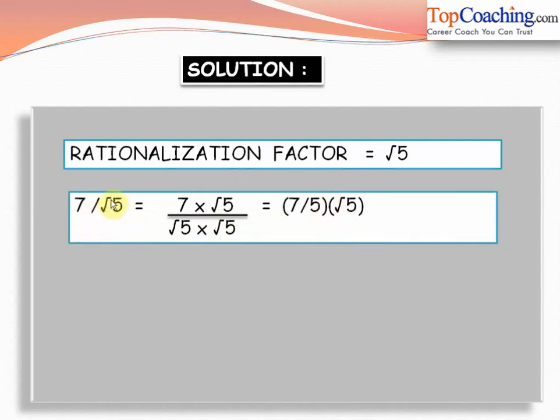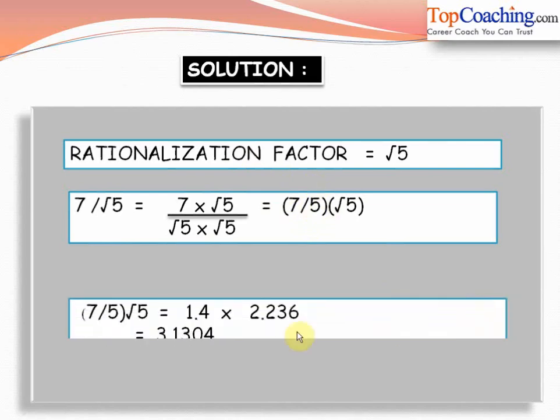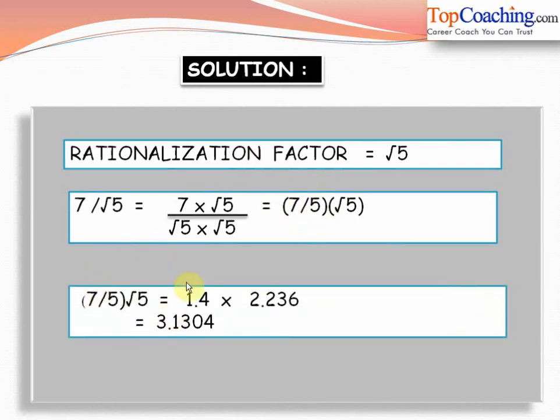Therefore 7 by root 5 could be written as 7 into root 5 divided by root 5 into root 5. Now root 5 into root 5 is nothing but equal to 5, and therefore this becomes equal to 7 by 5 into root 5. Now the value of 7 by 5 is equal to 1.4, and the value of root 5 is given to be 2.236. Now when we multiply 1.4 into 2.236, we get the final answer as 3.1304. Therefore the value of 7 by root 5 is equal to 3.1304.